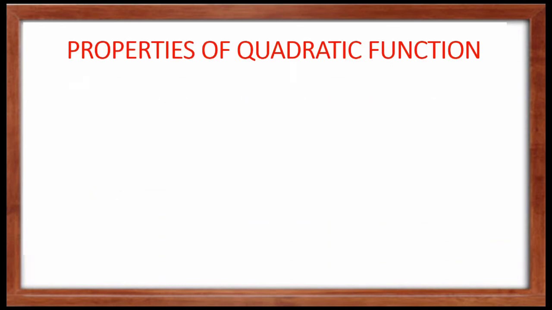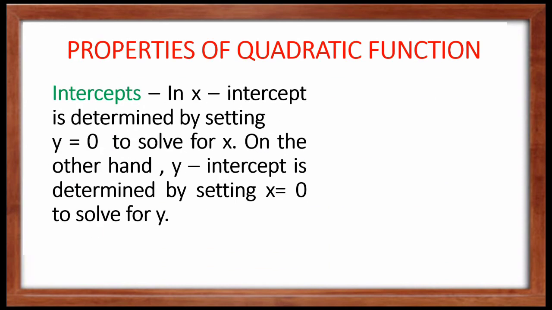And the next property of quadratic function is what we call as intercepts. The x-intercept is determined by setting y equals 0 to solve for x. On the other hand, the y-intercept is determined by setting x equals 0 to solve for y. Ibig sabihin, makukuha natin ang x-intercept kapag ang y ay ginawa nating 0 para makuha natin ang value ng x. Samantalang, makukuha naman natin ang y-intercept kapag nag-substitute tayo at ang ginawa nating value ng x ay 0. Makukuha natin ngayon ang value ng y.